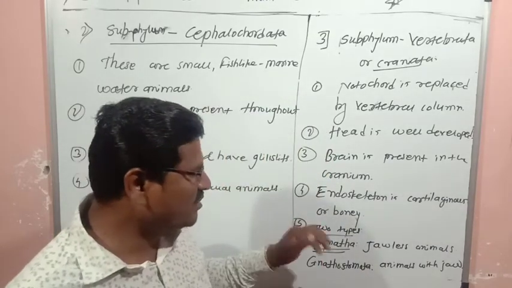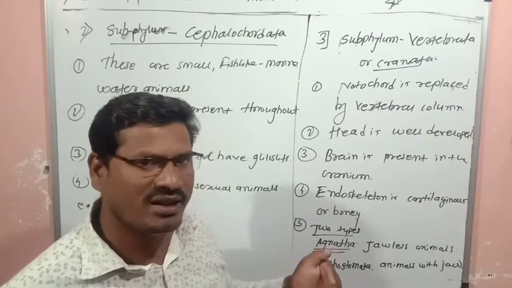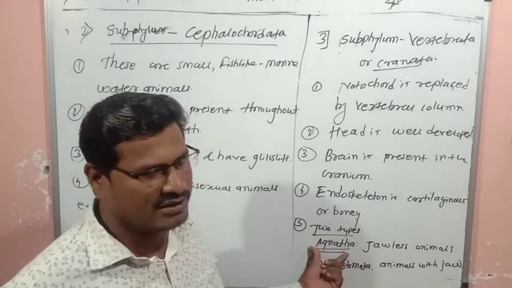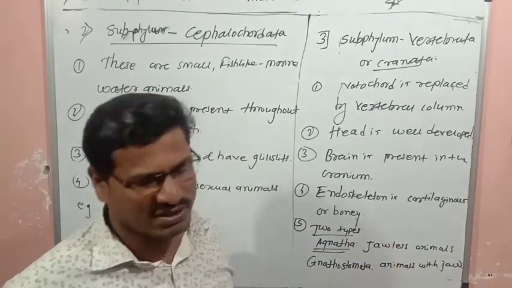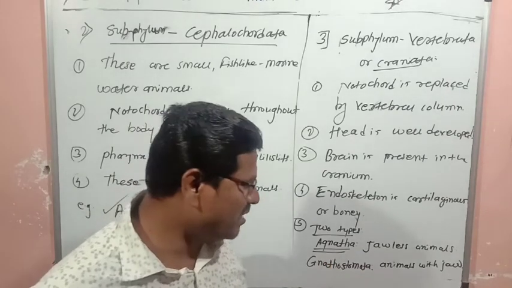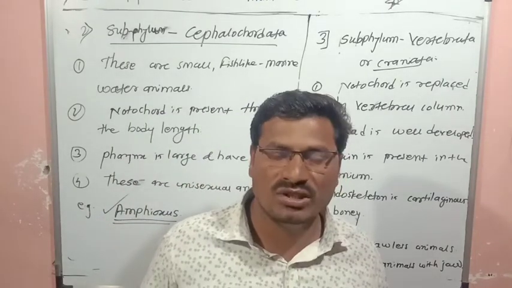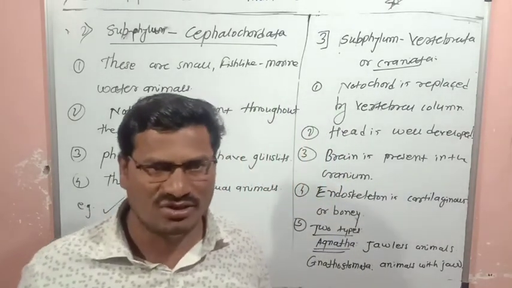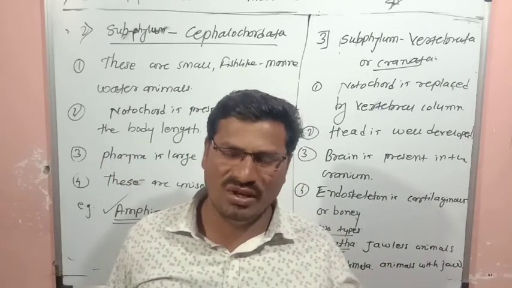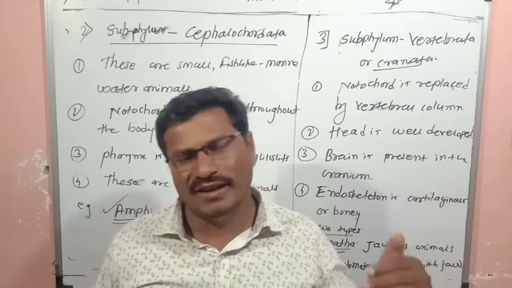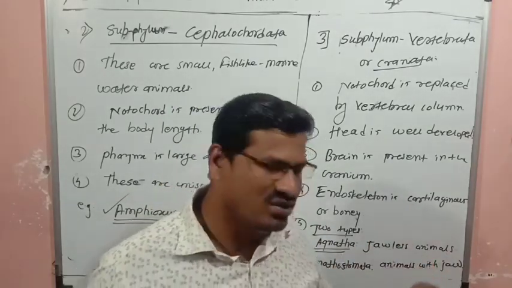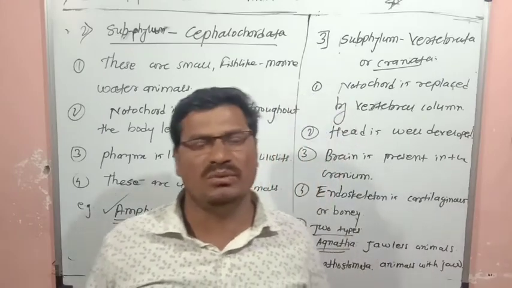Two types are there in Vertebrata. Which are those two types? Agnatha. Agnatha means jawless animals; they do not have jaws. And the second one is Gnathostomata, animals with jaws. So those that are jawless are called Agnatha, and those with jaws are called Gnathostomata.